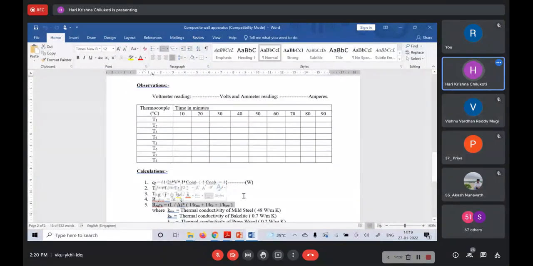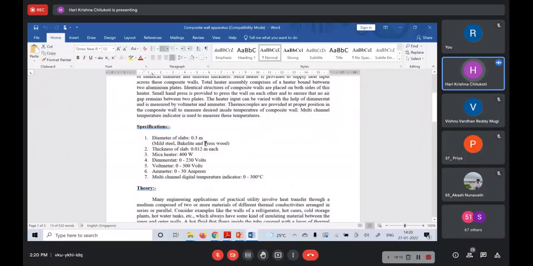If we write it in terms of the summation of the thermal resistance of each slab, here Kms is the thermal conductivity of the mild steel, Kb is the thermal conductivity of the bakelite, and Kpw is the thermal conductivity of the pressed wood. L is the length and A is the area. As the dimensions of the slab, the thickness and the diameter, are known, we can use all this information, which is given here. The geometrical details are given here.